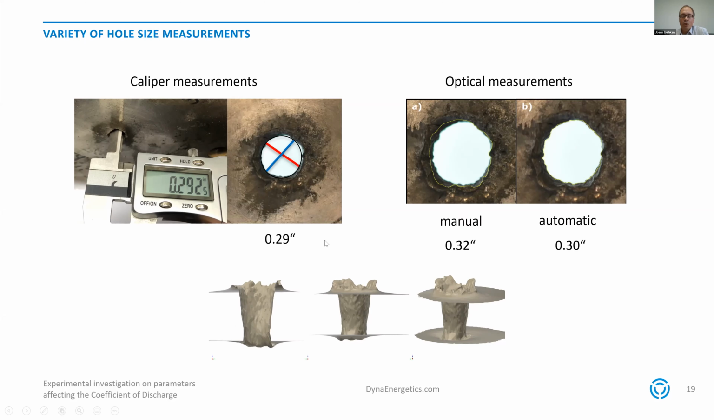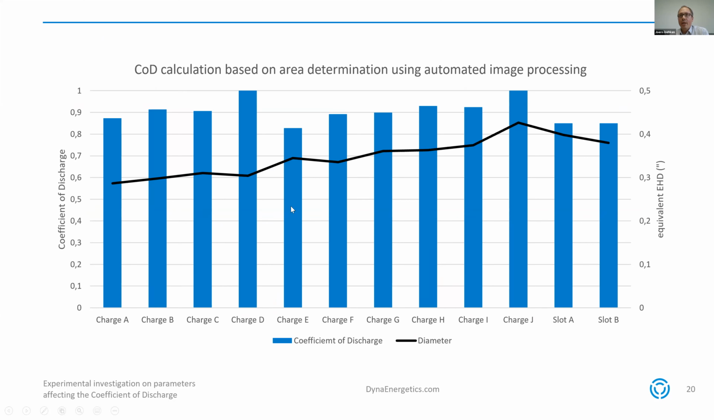What that means for the coefficient of discharge is shown on the next two slides. First of all, this is the result for the automated image processing. And you can see the coefficient of discharges are shown with the blue bars, and the entrance holes are given by the black line. You can see that we still have very high values, and it's a huge variance between the different holes. For this charge 8, for example, we have the entrance hole of 0.29, and the corresponding coefficient of discharge is as high as nearly 0.9.